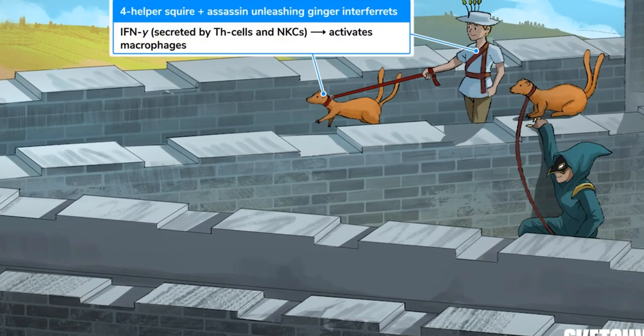And you're in luck, because our helper squire and natural killer assassin, who represent helper T cells and natural killer cells respectively, are running in with their interfering ginger ferrets, our symbol for interferon gamma, to do just that activation. This memorable scene is here to sear into your brain that macrophages are activated by interferon gamma, which is secreted by helper T cells and natural killer cells who have encountered a pathogen.